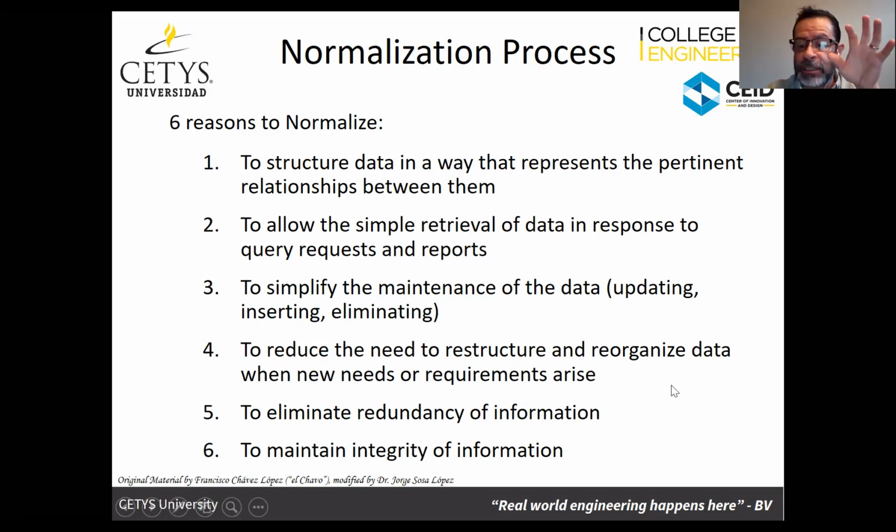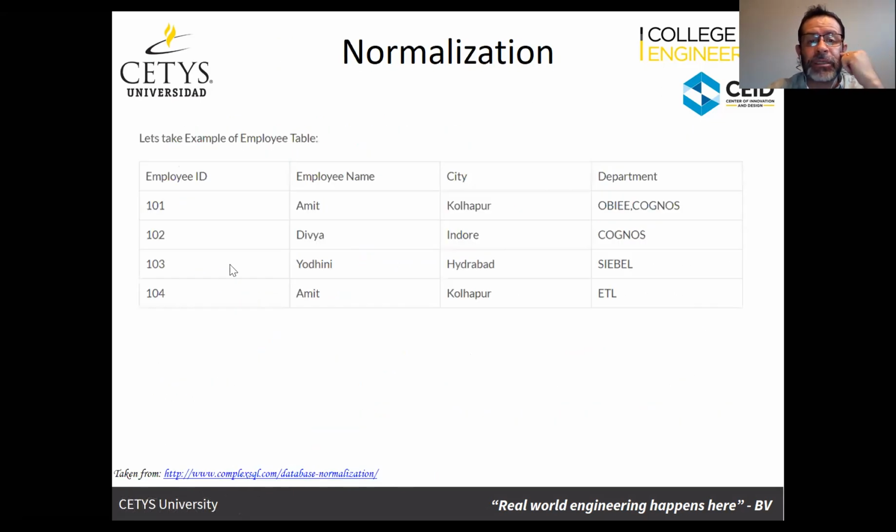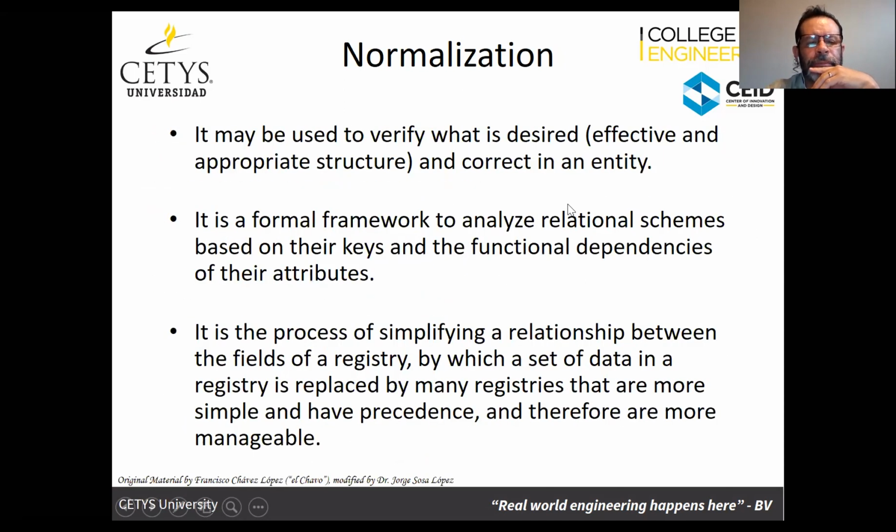We want to eliminate redundancy. So here we've got redundancy in the information in Mr. Amit. I've been saying Amit Kolhapur, and I've been using the city as a second name. I'm really sorry about that. This is the city. Amit is the name: Amit, Vidya, Yothini, and Amit. Amit is being repeated. I was using the city as a last name, and I'm sorry about that. There's redundancy here in the information because things are repeated, and we don't want that.